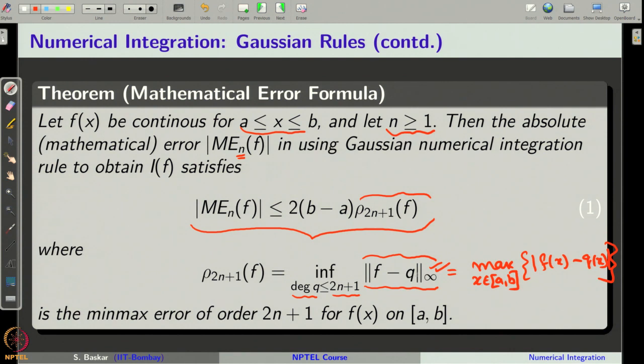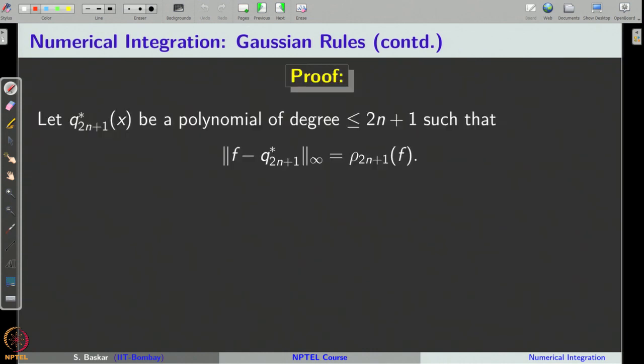Okay? So, what you are doing is you are taking all the polynomials of degree less than or equal to 2n plus 1 and obtaining the maximum norm of that minus f, and then taking the infimum over all those numbers. And that is what is called rho_(2n+1) of f, and the upper bound of the mathematical error involved in the Gaussian quadrature rule is given like this. Let us see how to prove this. It is not very difficult. Assume that the infimum is achieved at some polynomial which is denoted by q star 2n plus 1.